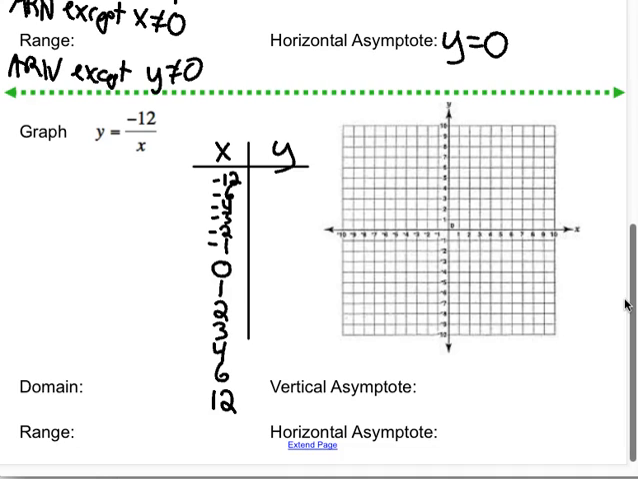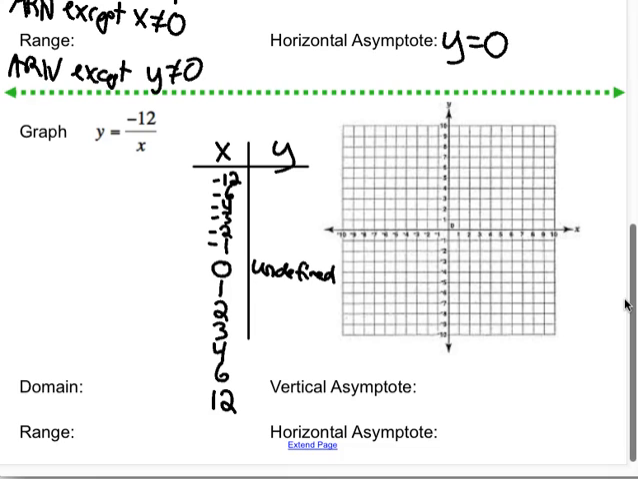So this one gets kind of a long list. 12 has a lot of factors, a lot of things that divide it. In the center there, it is undefined. Again, you can't divide by 0, so that's where you know your vertical asymptote is.